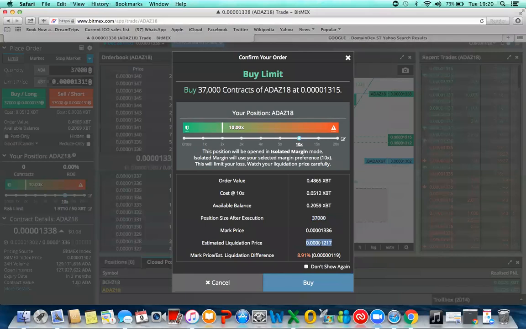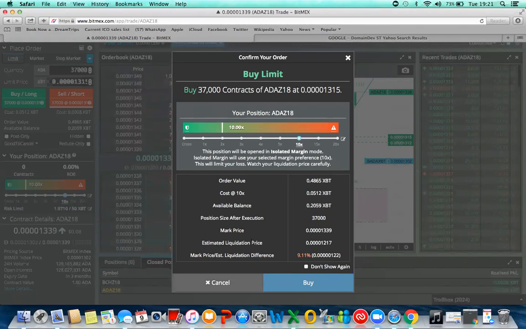Estimated liquidation price over here means that if the price hits this point here, 12.17, what's going to happen is, if you don't have stop losses and the price goes down to 12.17, that means that you're going to lose 0.051 BTC, and this trade will get liquidated. Okay, and that's pretty much it. And it just shows the difference. Liquidation difference is about 9%. So if the coin goes down by 9%, that's when your trade gets liquidated, basically.